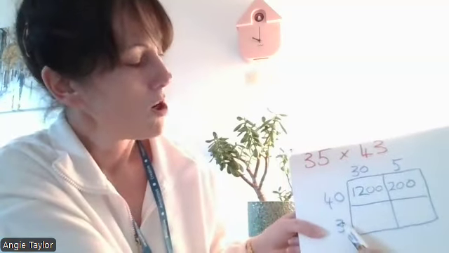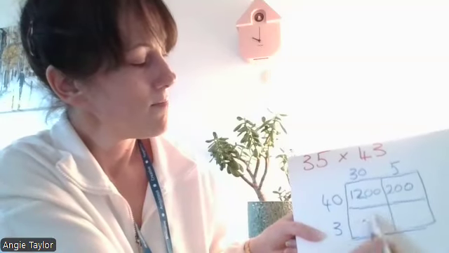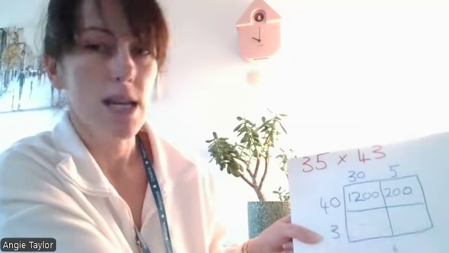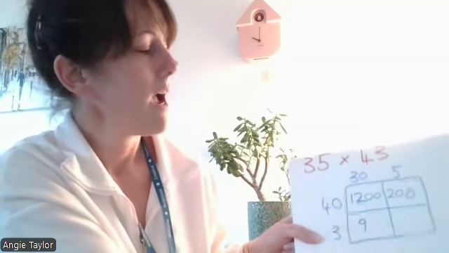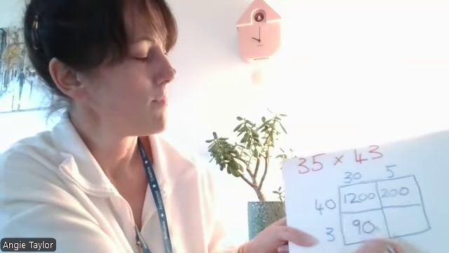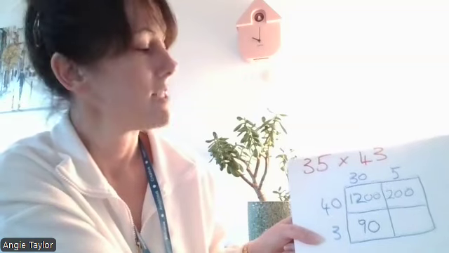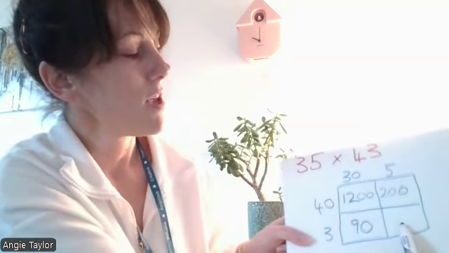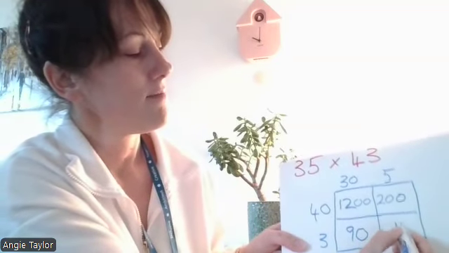Next one, we're looking at 3 times 30. Or simply go 3 times 3 is 9. How many zeros in our question? Just the 1. Put it on. And actually 30 times 3 is 90. And then the final box here is 3 times 5, 15.